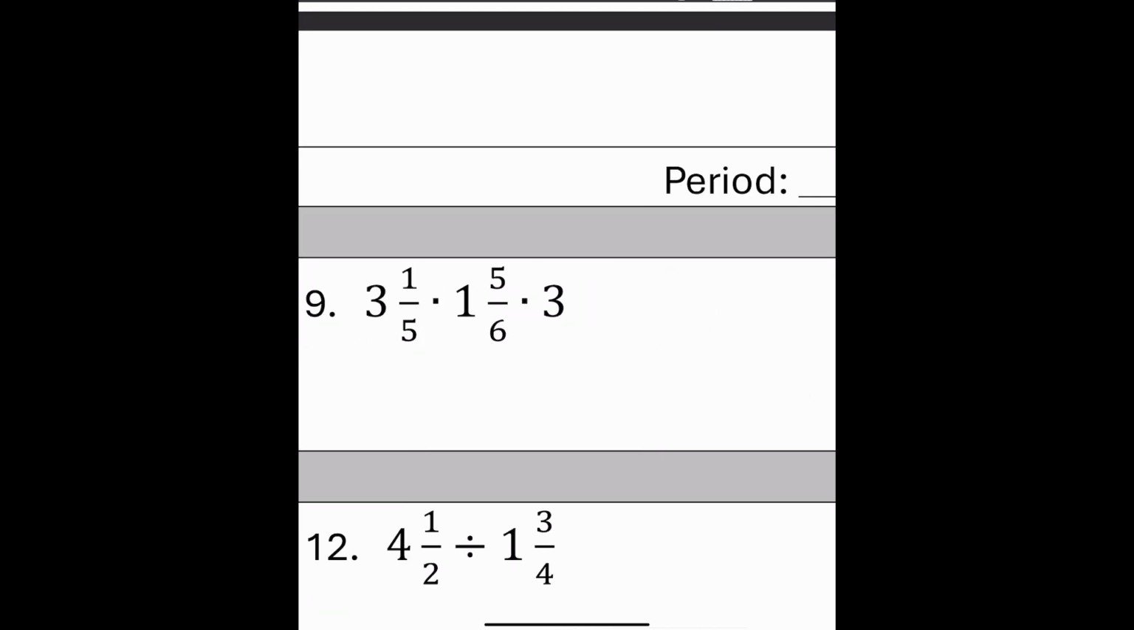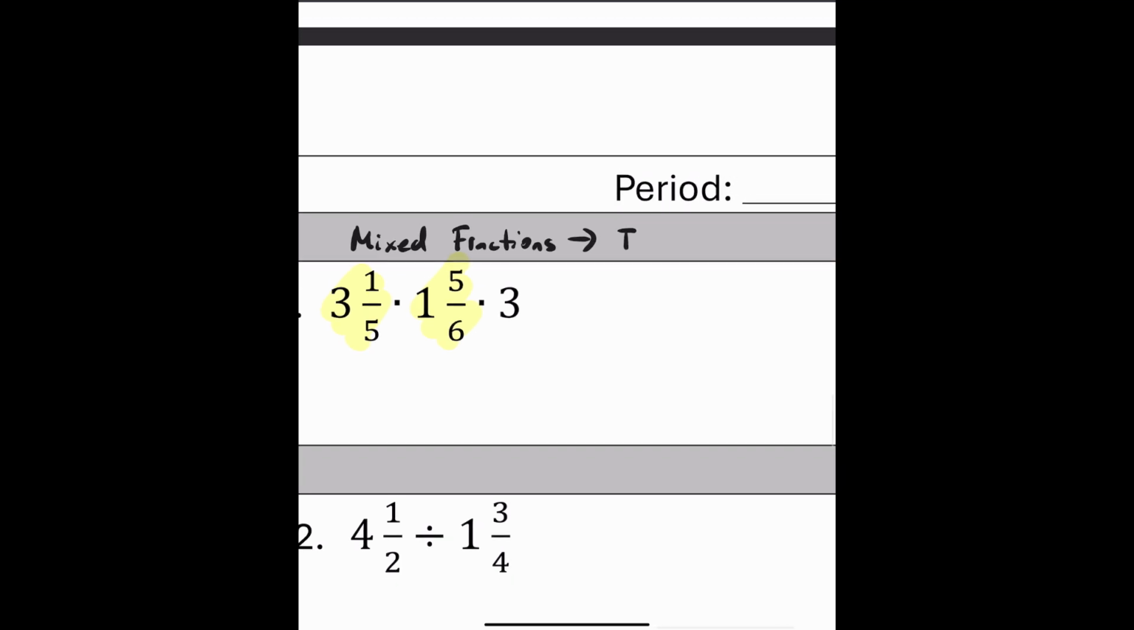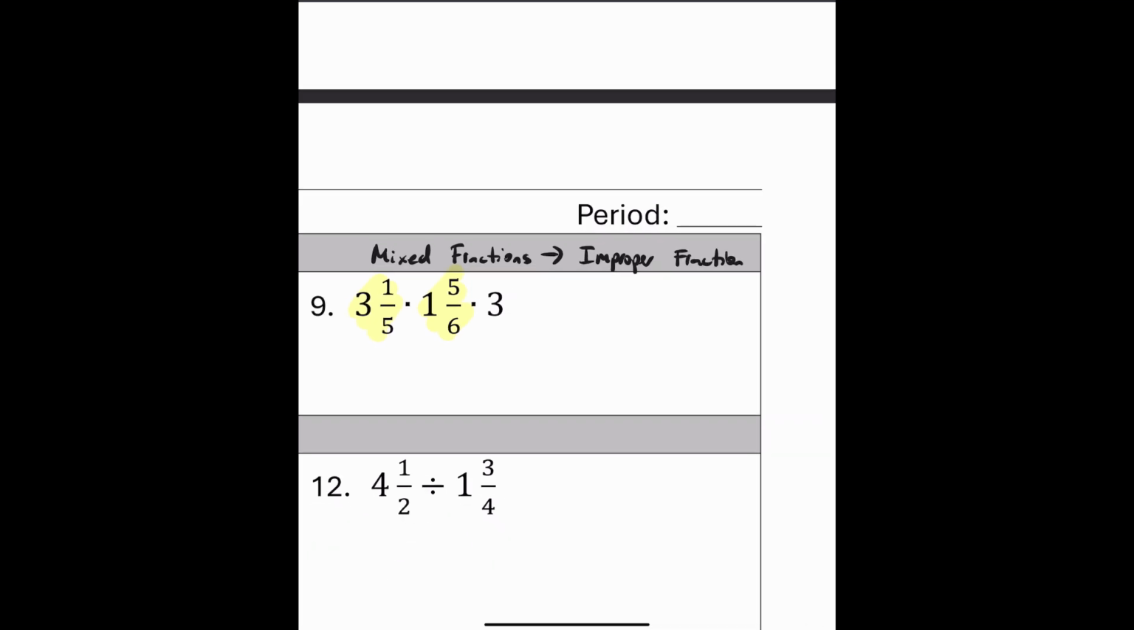Number 9, we have a different scenario where we have 3 and 1/5 times 1 and 5 over 6 times 3. Now look at these numbers here. They are what we call mixed fractions. And what we're going to do with these mixed fractions is convert them into improper fractions. Improper fractions are basically a fraction where the numerator is larger than the denominator, which you've seen before, and that's totally fine in the real world, right?